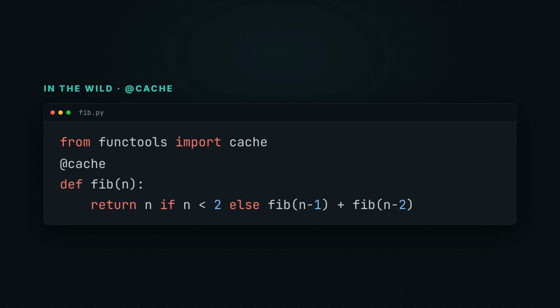This is the kind of decorator you'll actually reach for. @cache from the standard library remembers past results, so this recursive function goes from painfully slow to instant. 1 line, huge win. That's the power of decorators.